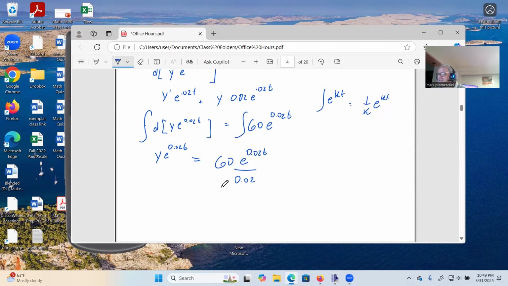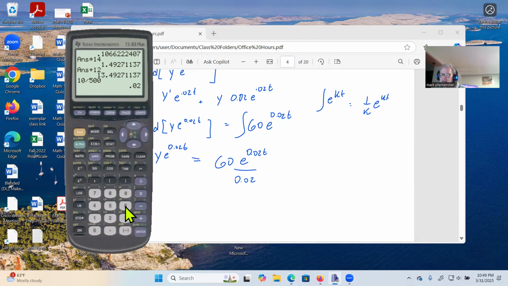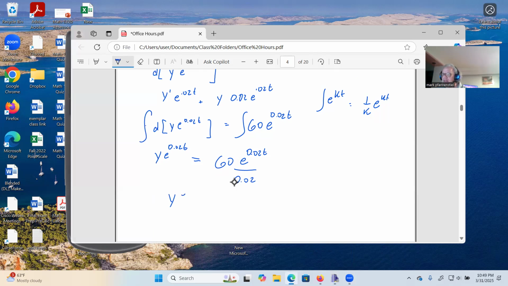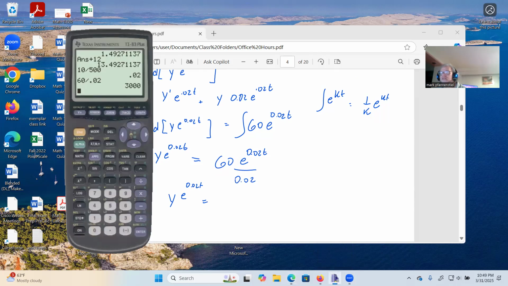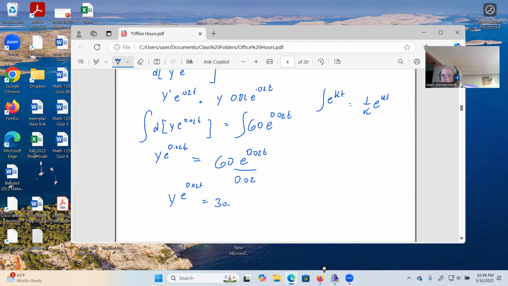Okay, we can clean up 60 divided by 0.02. 60 divided by 0.02 is 3,000. So here we have y e to the 0.02t equals 3,000 e to the 0.02t, plus C. Don't forget your constant of integration. It's really important for problems like this.